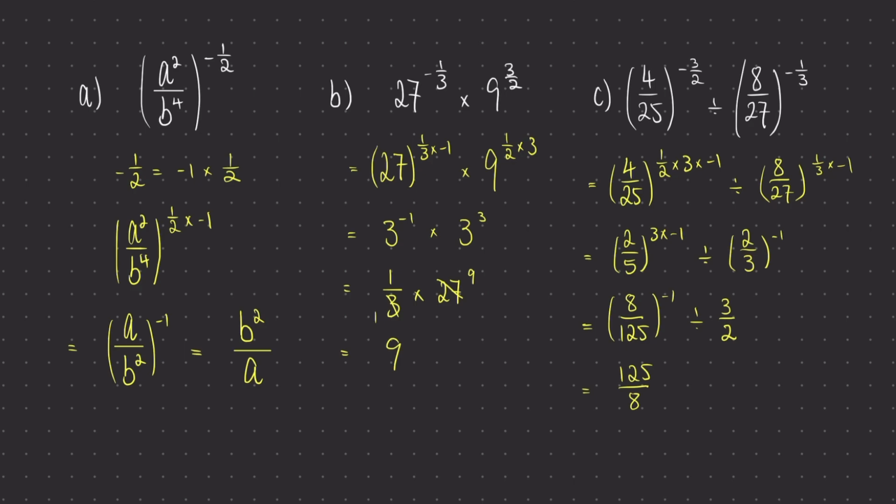Now, dividing by a fraction is the same thing as multiplying by its reciprocal. So I'd multiply by 2/3. Now, before I multiply, I can also cancel out another 2 by dividing by 2 here to give me 4, and dividing by 2 here to give me 1. So the final answer is 125/12.